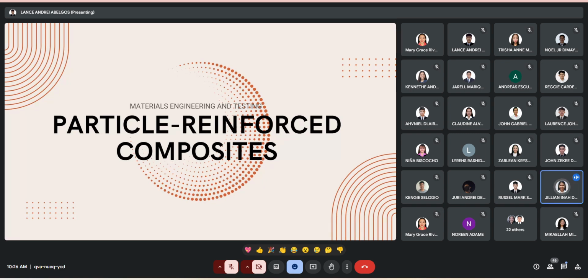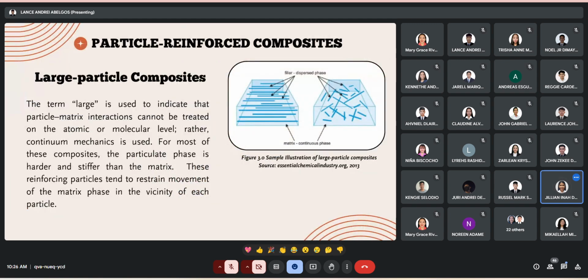The first classification of composite materials is particle reinforced composites. There are two subclassifications of particle reinforced composites. First is large particle composites.